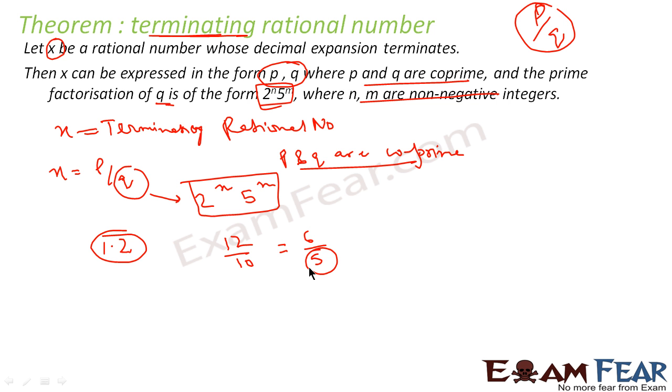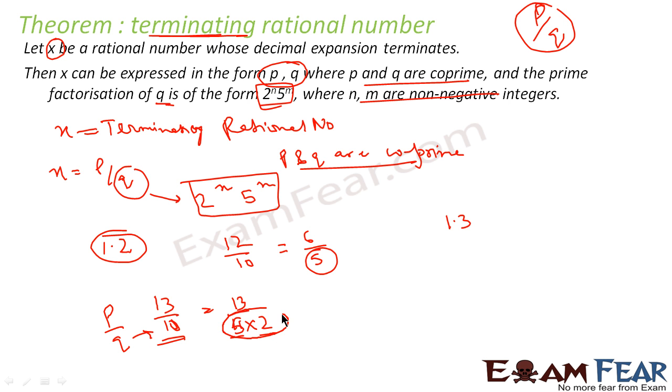Correct? Let's suppose the example 1.3. 1.3 is nothing but 13 by 10. We can't cut any common part because there is no common factor. So 13 by 10, where 10 is nothing but 5 into 2. This is P by Q and 10 is Q, so Q is written in this form.